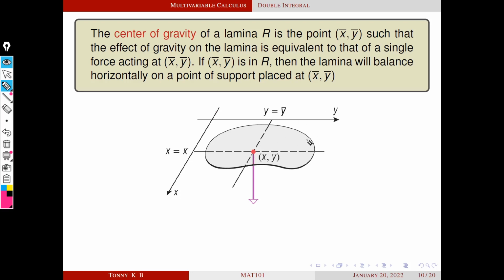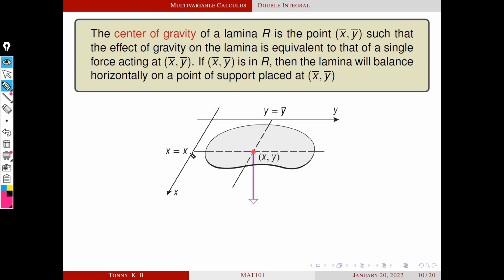The idea of proof is like this. Suppose you run a knife edge along y equal to y bar. Then the lamina will be in perfect balance. Why? Because the line y equal to y bar contains the point, the center of gravity. Okay, that means there is no rotational motion about y equal to y bar. That means net moment about y equal to y bar is 0. And we have one more equation like that.